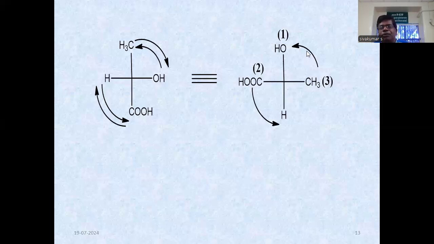So now you connect all the numbers 1, 2, 3, 4. What happens here? Is it clockwise or anticlockwise? This is the anticlockwise direction. Therefore, the configuration of the isomer is S.